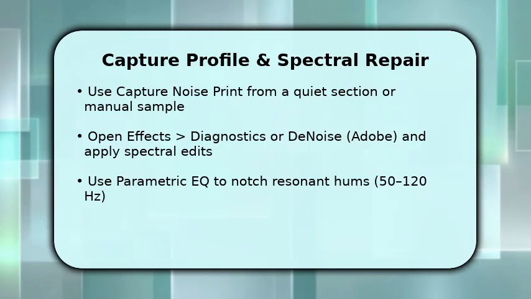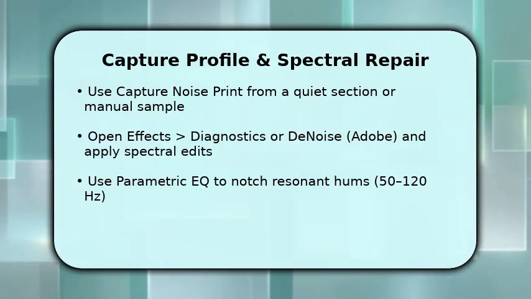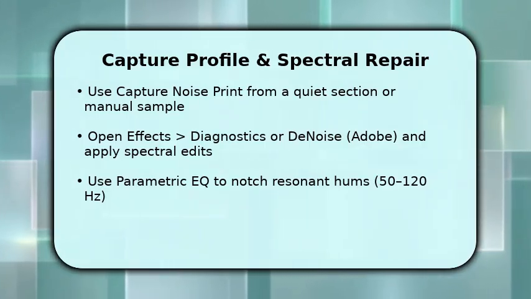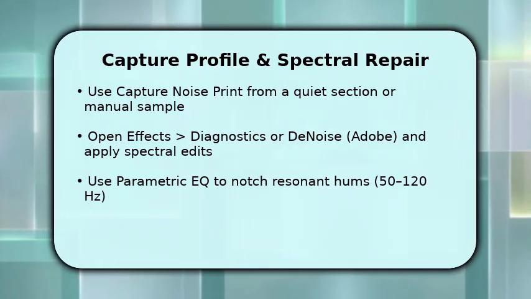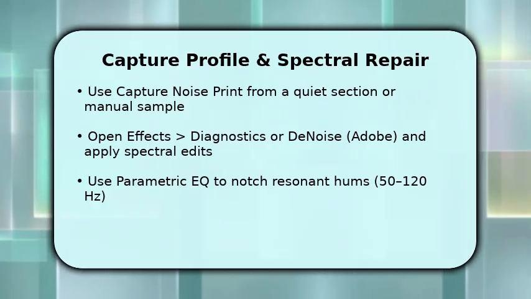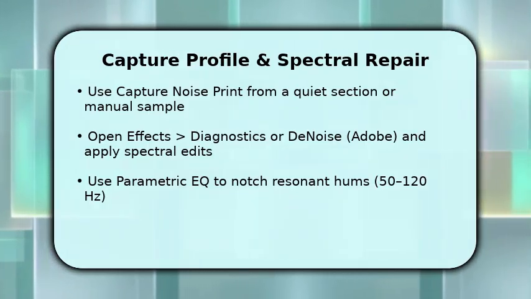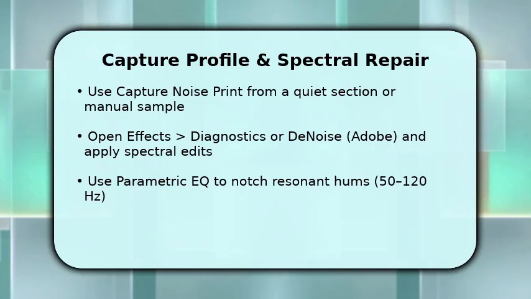Once applied, switch to Parametric EQ and notch narrow bands for hums or fans. Sweep while listening. Make subtle cuts of 3-6 dB at problem frequencies. Also use a high pass around 60-80 Hz to remove rumble without thinning the voice.